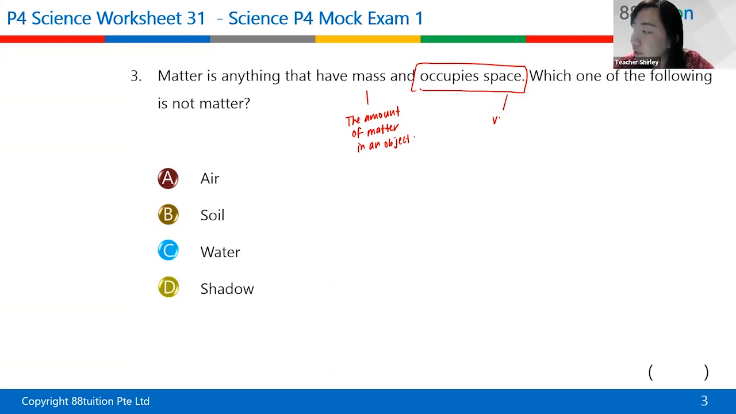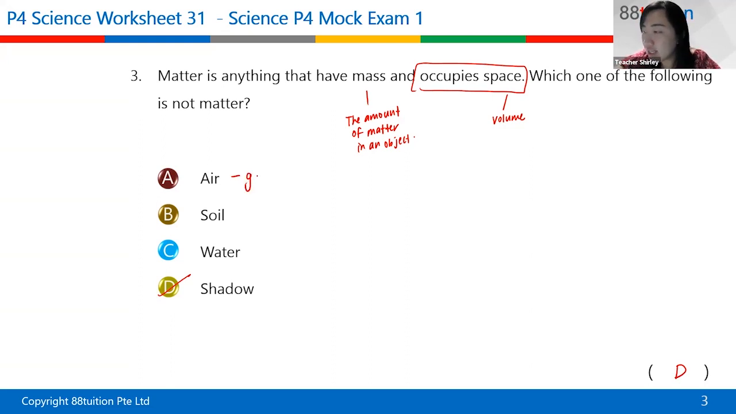Space basically refers to the volume of an object. So shadows do not have volume, they do not have mass, because shadows do not have matter in them. Okay? So yes, you're right, shadow.